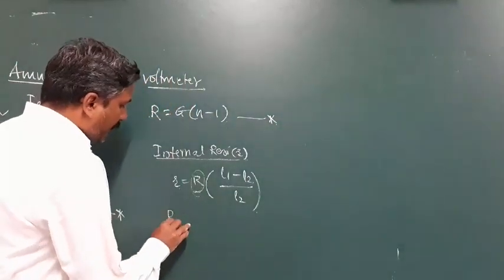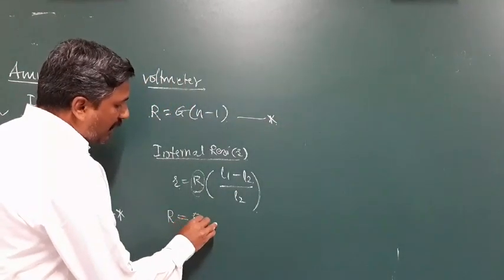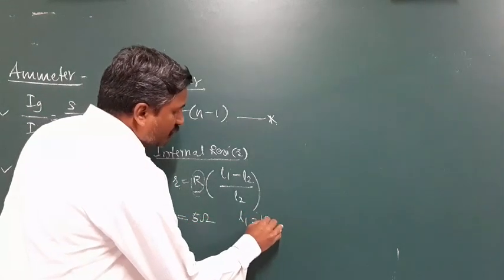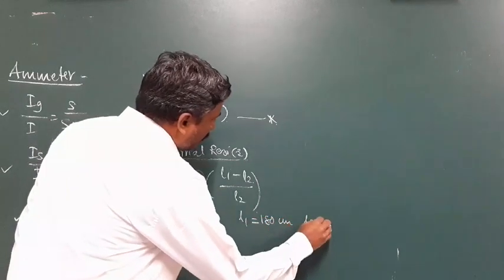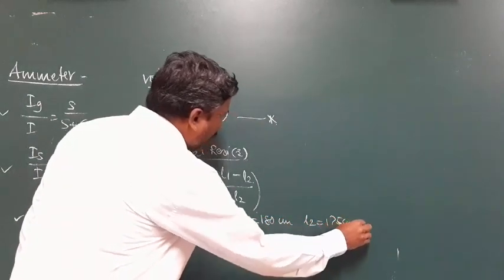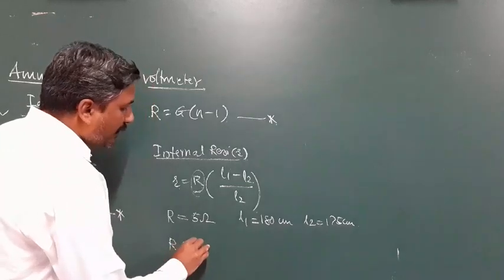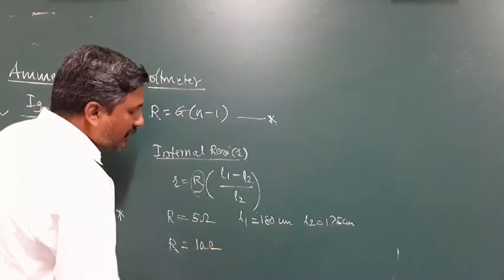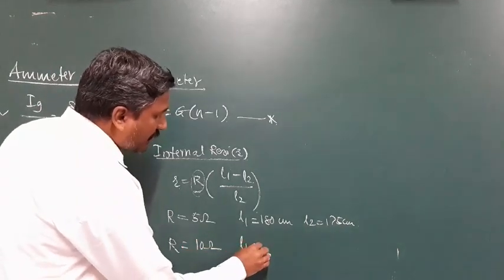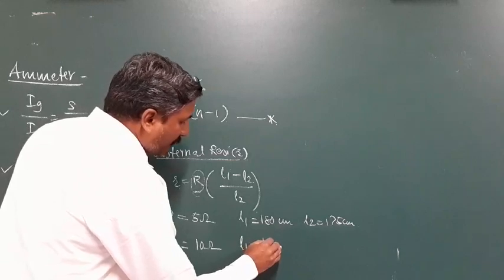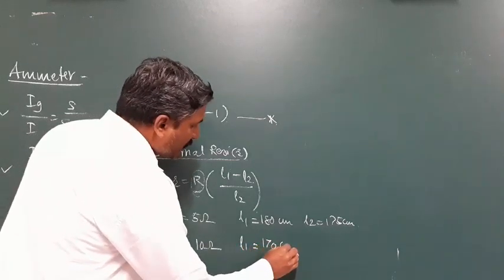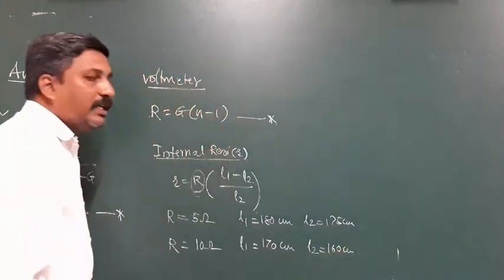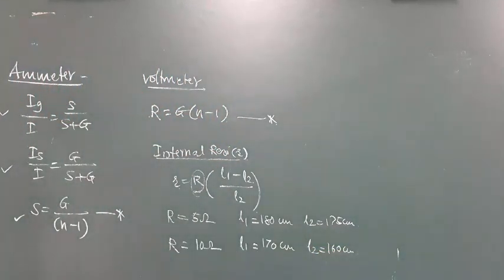In the first case, capital R is 5 ohm, L1 equals 180 centimeter, and L2 is 175 centimeter. In the second case, capital R is not known, or let its value be 10 ohm. L1 is 170 centimeter and L2 is 160 centimeter, and the question asks what is the internal resistance of the cell.